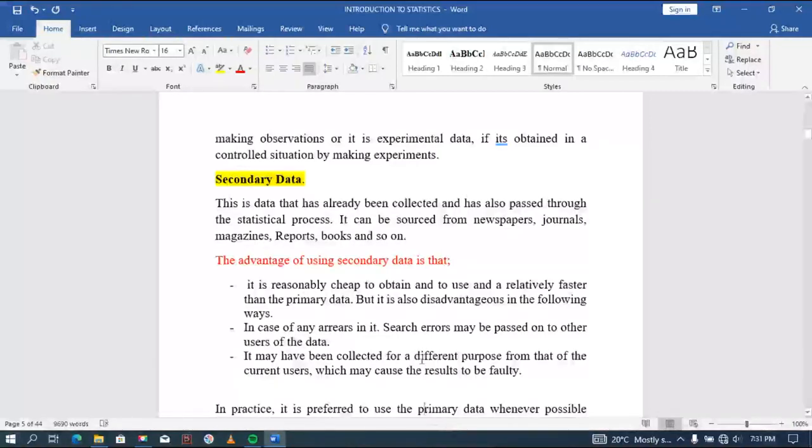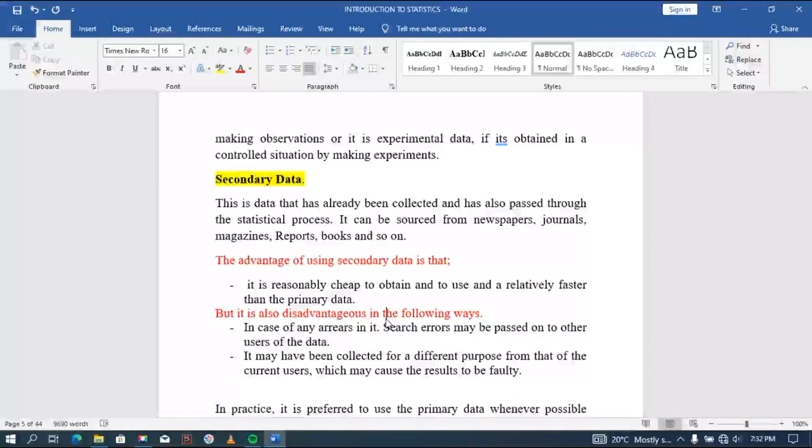So this data has also got some disadvantages. One, in case of any errors in it, such errors may be passed on to other users of the data. Sometimes you may find that someone conducted research, but incompletely. Maybe there are some areas that were not captured in the research. If you still use this information, you may not realize such errors, and you pass them on as well to other users of the data.